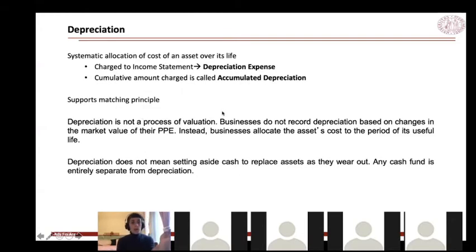So, the depreciation, how does it work? We charge the depreciation expense to the income statement, and the cumulative amount is charged to an account called accumulated depreciation. The assets that you see in the balance sheet are reported net of the accumulated depreciation.